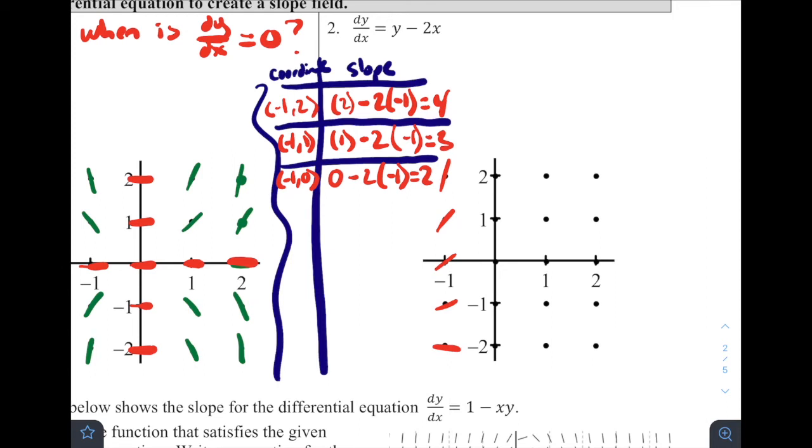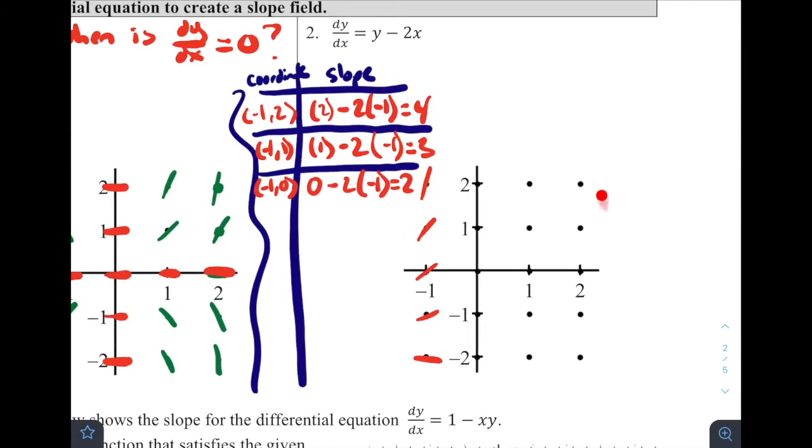Again, this is a good time for you to pause and try to fill out the rest of the slope field on your own. Take a moment and see if you can do that.